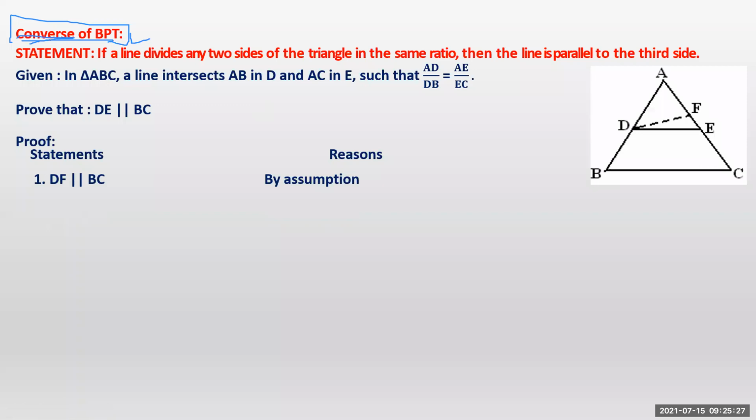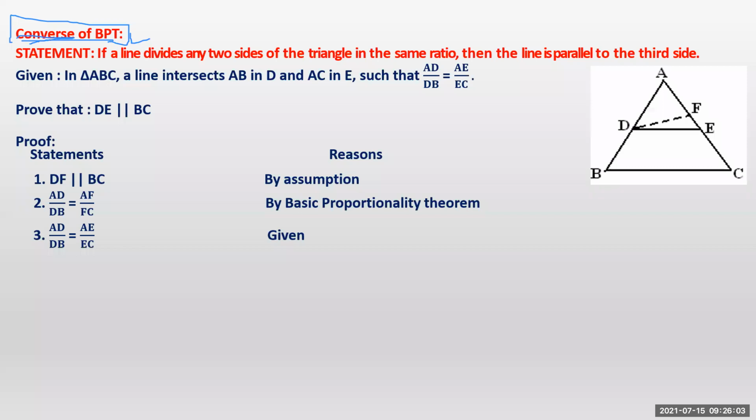Now check, assume DF is parallel to BC. You start with the indirect proof for this, because you cannot directly prove this. So you make some assumptions. Those assumptions are that DF is parallel to BC. So AD upon DB equals AF upon FC. And AD upon DB equals AE upon EC.